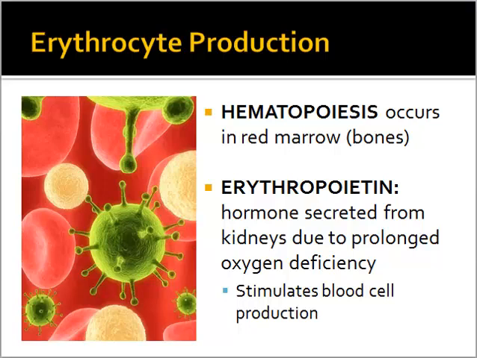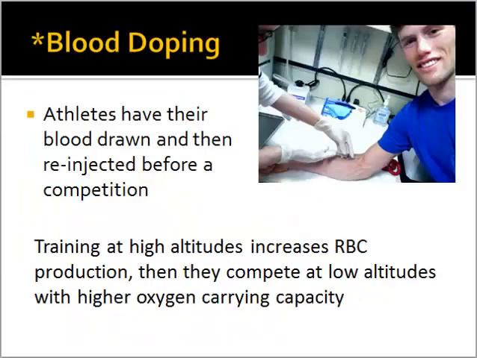The hormone that is secreted by the kidneys is called erythropoietin, and that's what's going to tell the red bone marrow to start producing more red blood cells. Why would that be? Because they're getting destroyed all the time. They're getting damaged all the time, and so you're constantly replacing them.